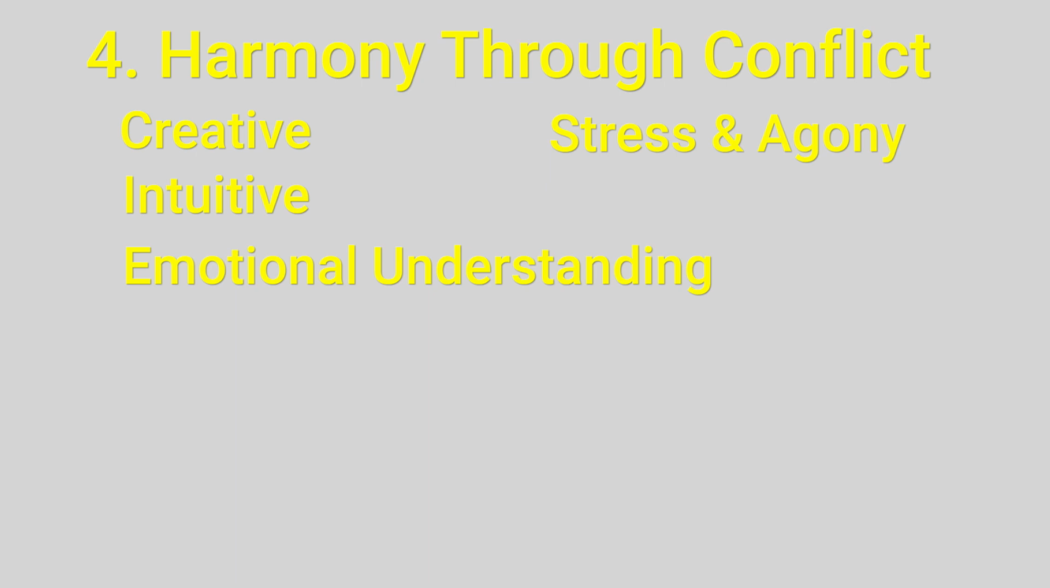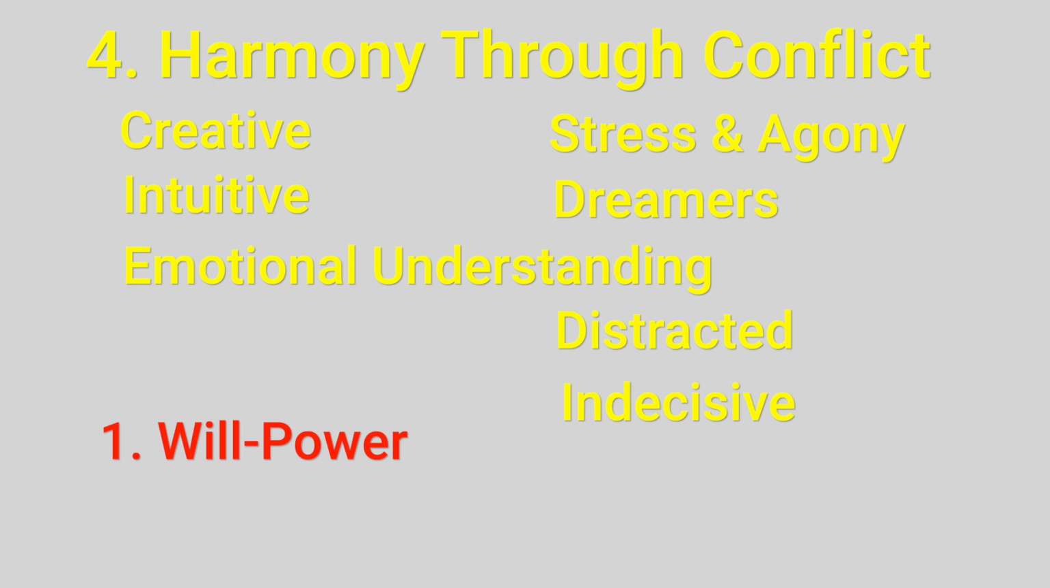Fourth ray types can be unfocused dreamers, easily distracted and indecisive in their lives and affairs. They need to develop willpower and rationality to balance their emotional nature. They cannot complain that they do not have this built into their DNA.